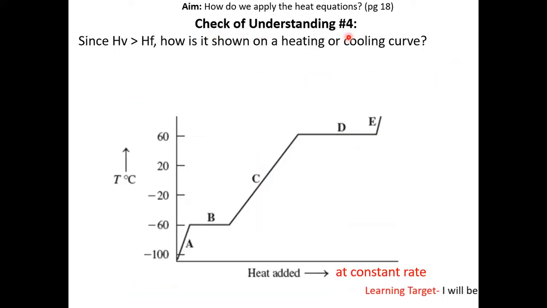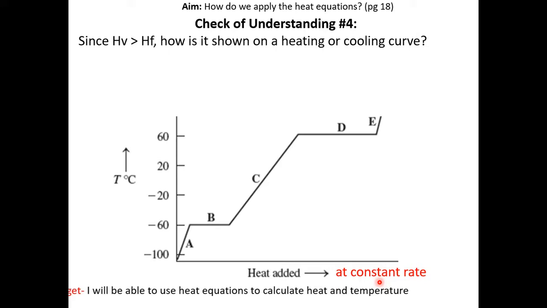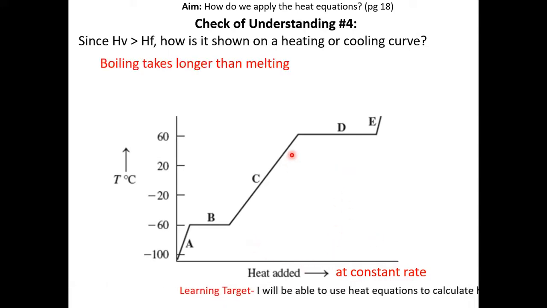Check of understanding number 4. Since heat of vaporization is greater than heat of fusion, how is it shown on a heating or cooling curve? So here we have a heating curve. Since heat is added at a constant rate and boiling takes more heat than melting, on the heating curve, boiling, which is represented by interval D, should be longer than melting, which is represented by interval B.